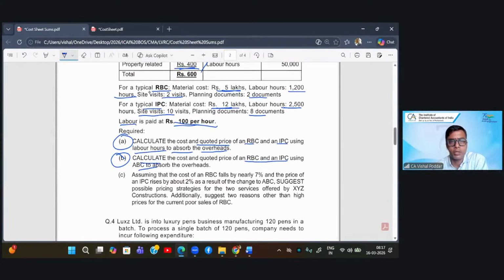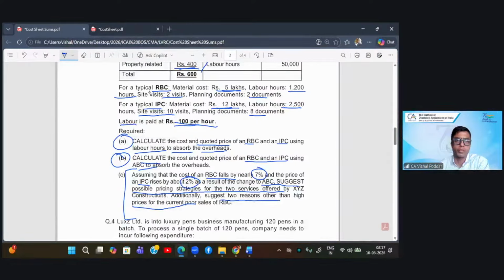What is given in third? Assuming that the cost of RBC falls by 7% and the price of IPC rises by 2% as a result of change. Suggest possible pricing strategies for the two services offered. Additionally, suggest two reasons other than high prices for current poor sales of RBC. Now see, this is more of a judgmental question.